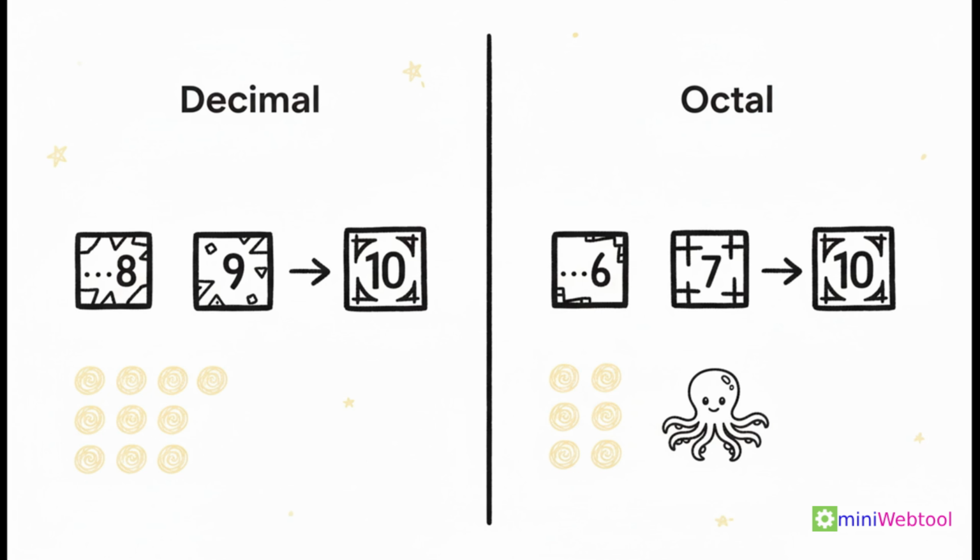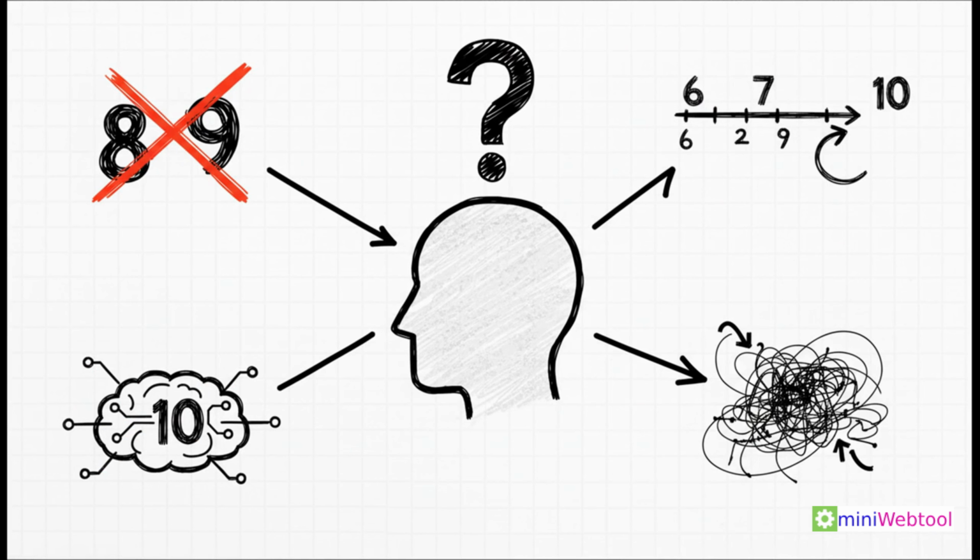In our normal decimal system, we count up to 9, and then the next number is 10, which means 10. Simple. But in Octal, you only use the digits 0 through 7. That's it. So when you get to 7 and add 1, the next number is also written as 10. But here, 10 actually means 8. Same symbol, totally different value. And this is why it feels so weird at first.